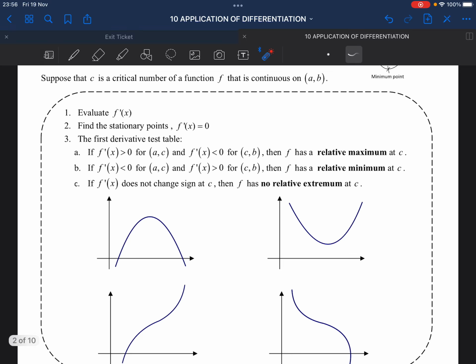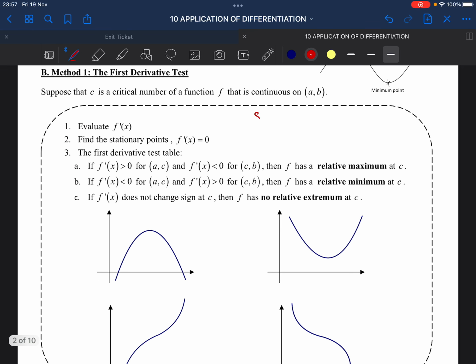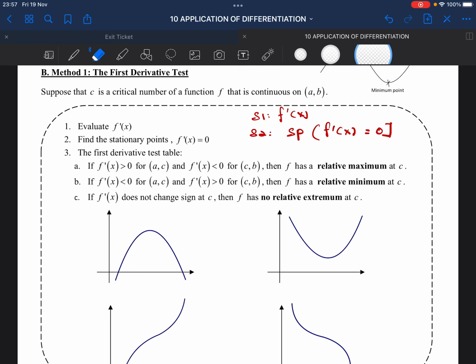There are 3 steps. I don't want to read them too long, so we simplify. The first step is you have to find your first derivative, hence the name first derivative test. So the first step is you have to find f prime x. Your second step is you have to find your stationary point. You already learned in the previous video how to find it: your dy over dx, or f prime x, must be equal to 0. So the first thing is to find f prime x, and the second step is f prime x equals 0.